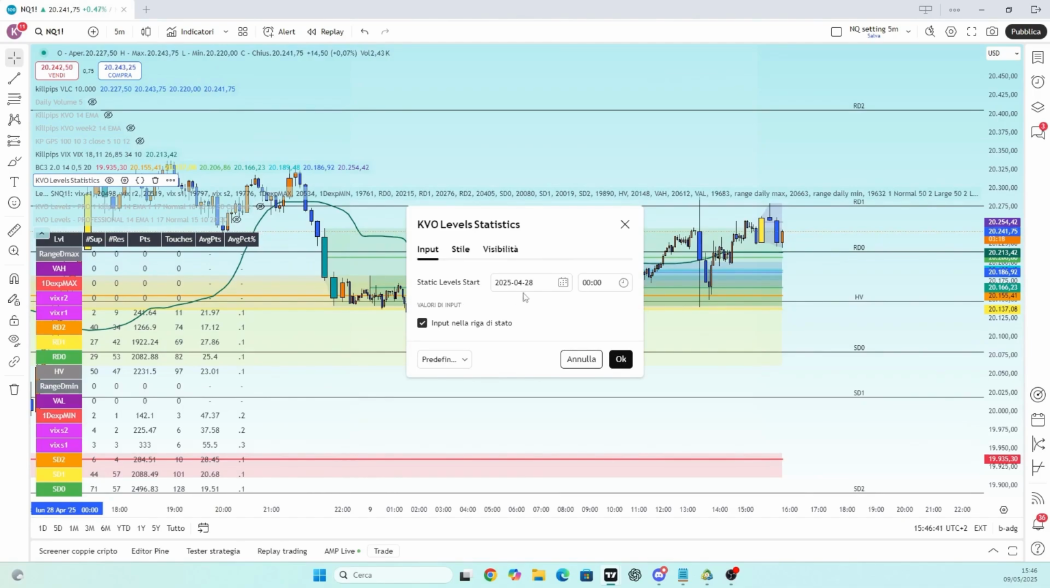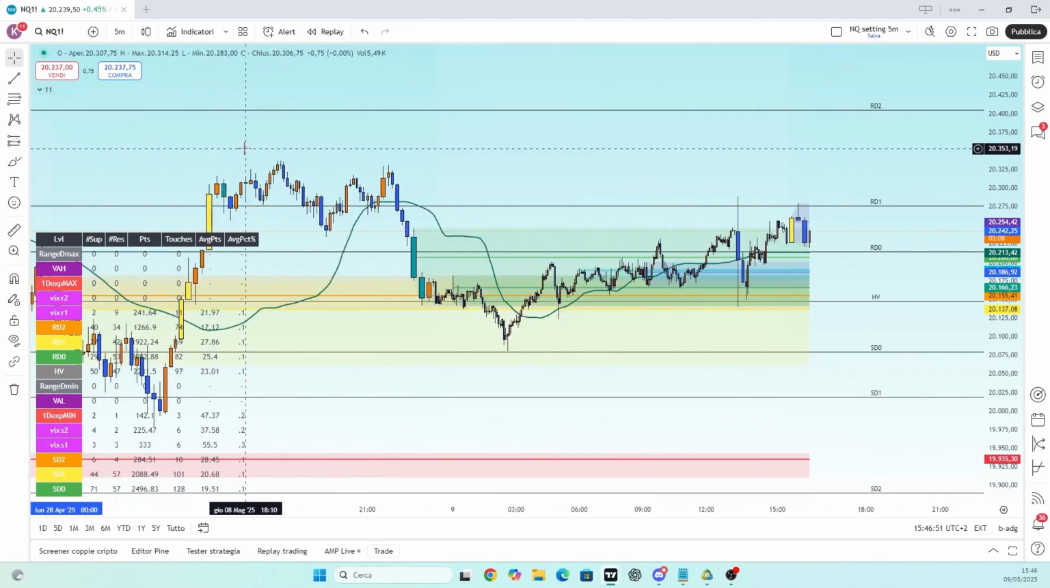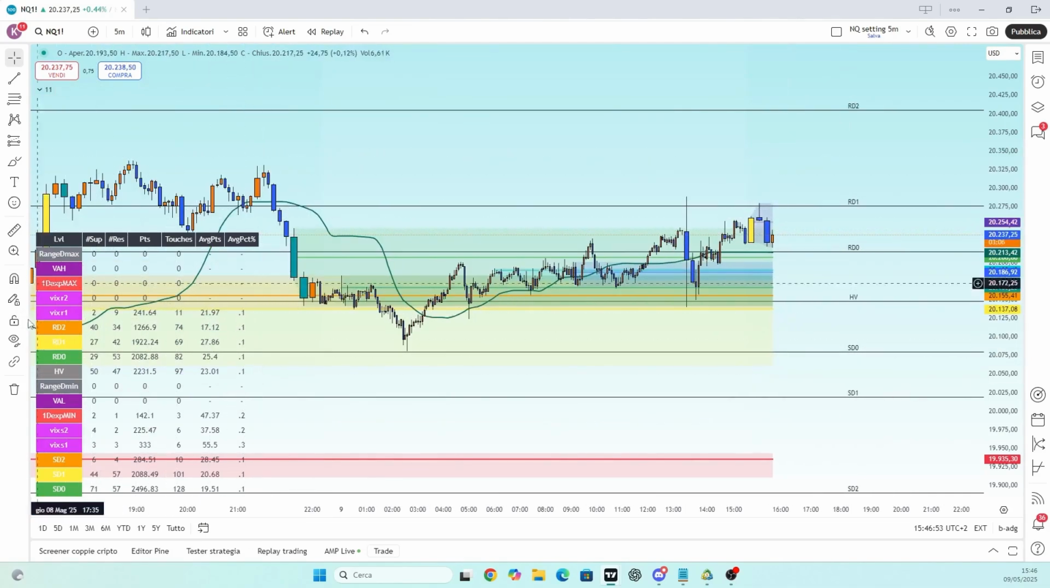It gives you the statistics. And by changing the date here, don't go too far back because it has a count of 500 bars, so it depends on the chart you load it on. Okay, it's an indicator, a tool that works for MetaTrader.